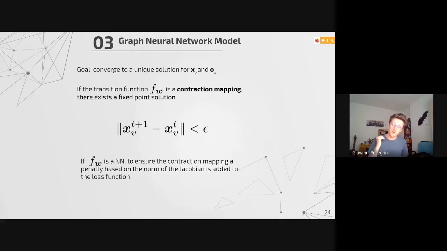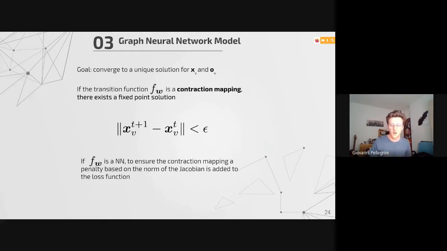So as I told you before, f of w and also g of w can be implemented in several different ways. The authors of the paper indicate that if you use a neural network, in order for it to be a contraction mapping, you should add to the loss a penalty term, which is calculated on the Jacobian of the output function with respect to the weights. If you do this, you ensure your neural network is a contraction mapping.